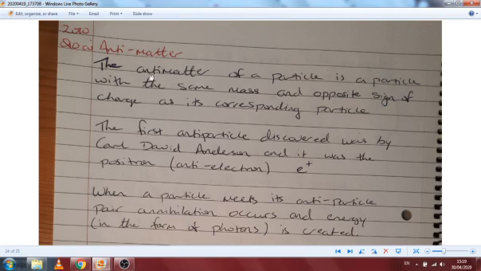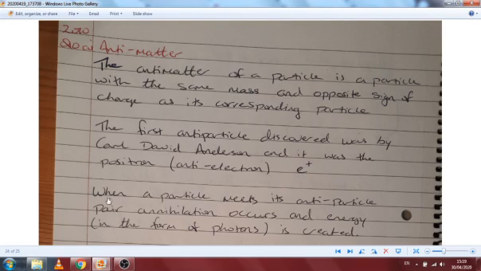So antimatter, as a definition: the antimatter of a particle is a particle with the same mass and opposite sign of charge as its corresponding particle. It then says an antimatter particle was discovered during the study of cosmic rays in 1932. Name the antiparticle and give its symbol. So the first antiparticle discovered was by Carl David Anderson, and it was the positron, or the anti-electron. So that is e positive. Again, it's the same mass but opposite sign. An electron is e negative, so this is e positive.